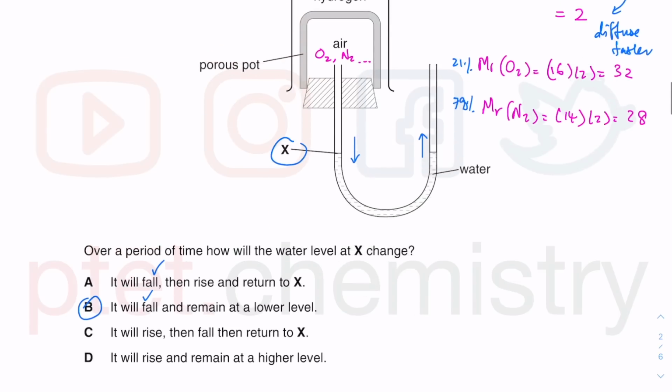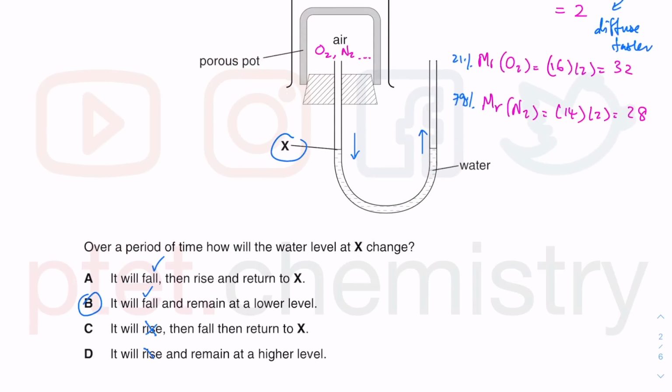This is tricky. C and D is definitely wrong. But what do we expect over a period of time? So after some time, when this goes down, will it go back up again? That is a good question.